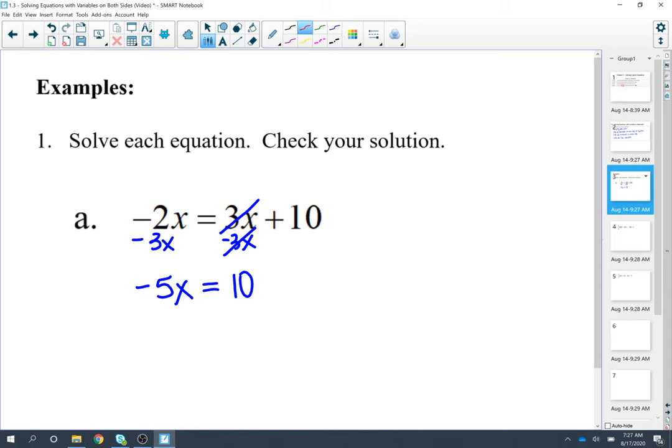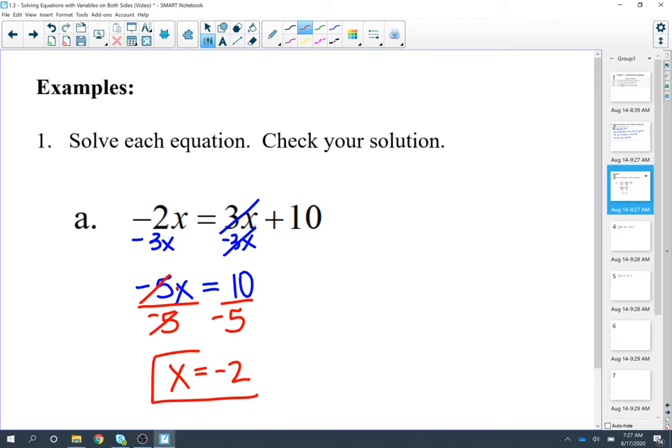So negative 5 times x, the opposite of times is divide. So I'm going to divide by negative 5 on both sides. That's going to leave me with x equals 10 divided by negative 5, which is negative 2.